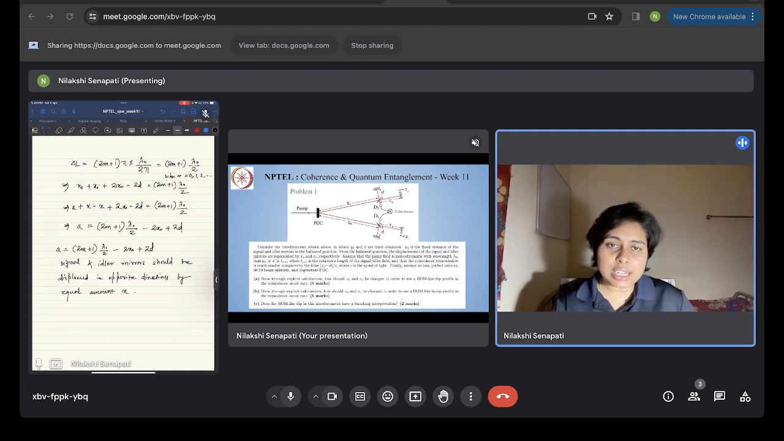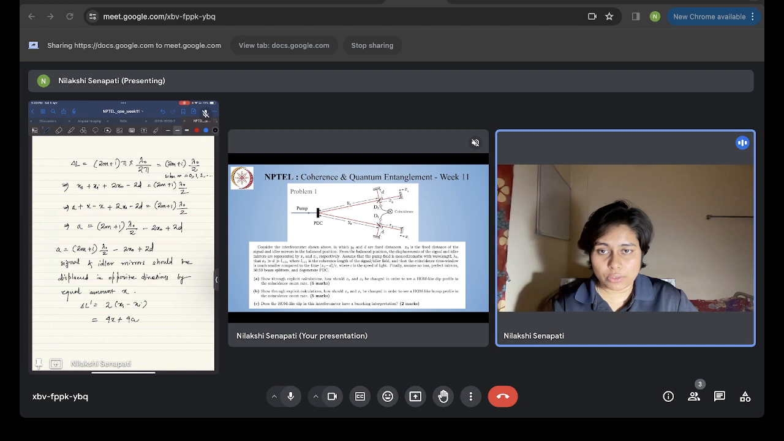Since delta L dash equals 2 times (xs minus xi), it becomes 4x plus 4a. We would observe the dip as a function of x, and it would be centered at x equal to minus a by 2.